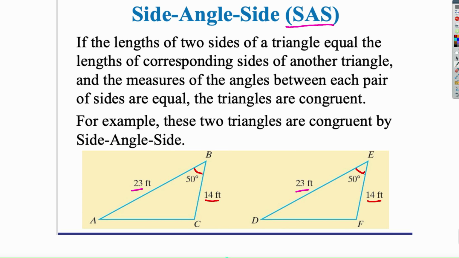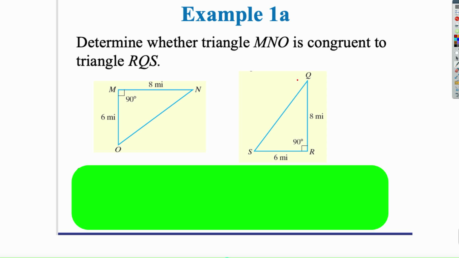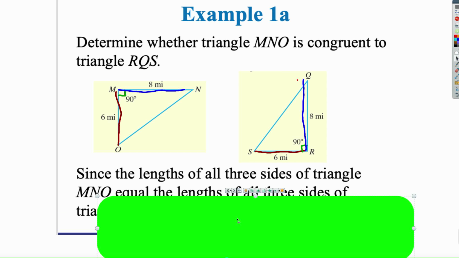I'm going to go back to our picture. I notice that they both have the 6 side here. Then they each have a 90-degree angle right here and right here. And then they have that same side measure of 8. So it appears that these are congruent by side angle side.